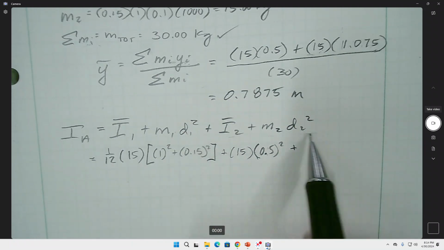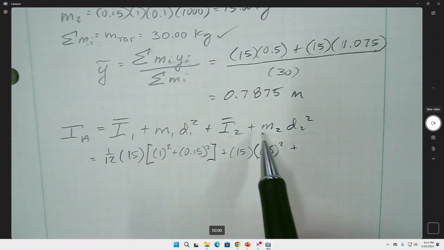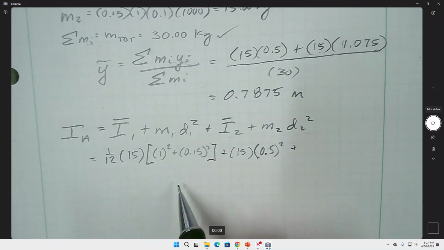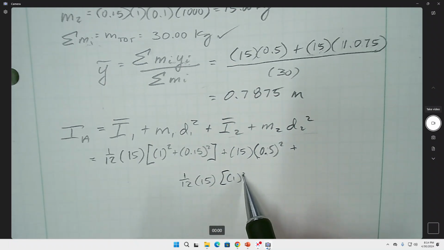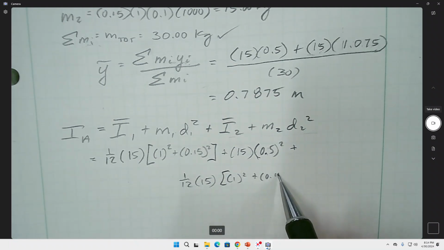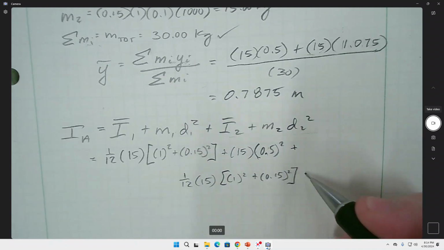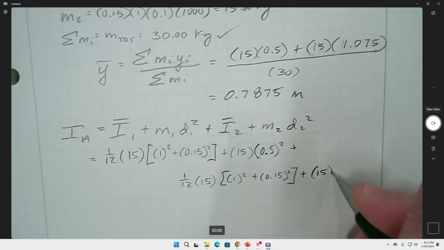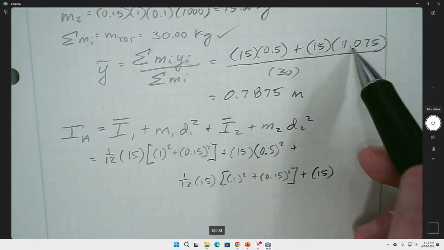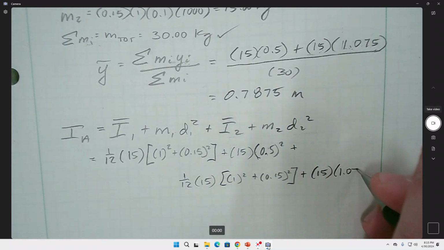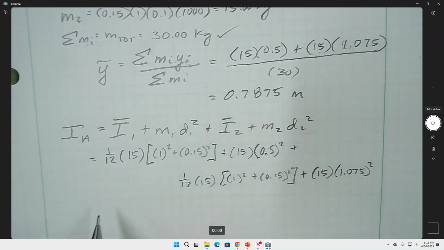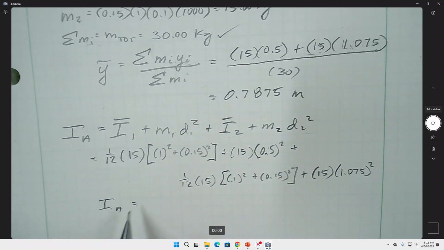All right, so I'm going to do this next thing down here. This is actually going to be the same value, just coincidentally, because they look the same. So 1/12 times 15 times 1 squared plus 0.15 squared. Right. And now plus 15, and now the distance that we move is going to be the same thing as we move right here, because we're going up to A. So 1.075 squared. So I can find it about the hole, and I can take advantage of the fact that these are the same right here, so I can just hit times 2.